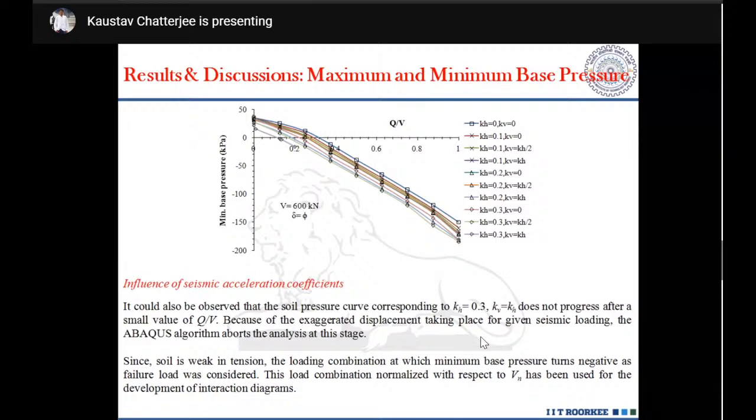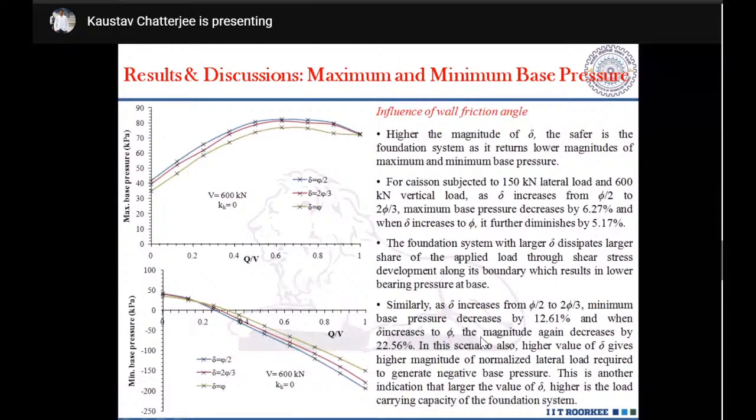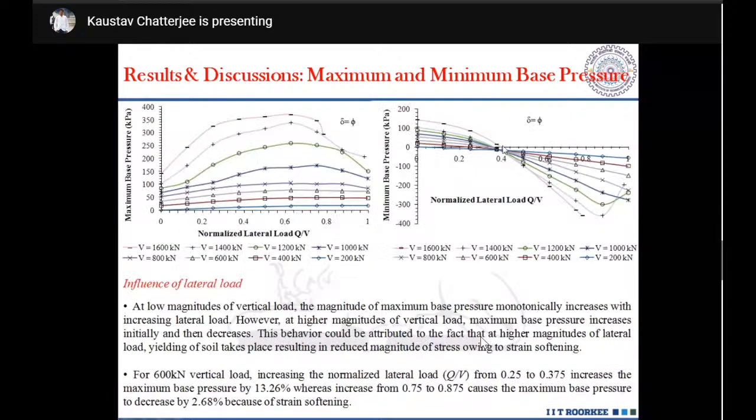Since the soil is weak in tension, the loading combination at which minimum base pressure turns negative was considered as the failure load. This load combination normalized with respect to Vn has been used for the development of the interaction curve, which we have seen in this particular graph as equal to 7.4.